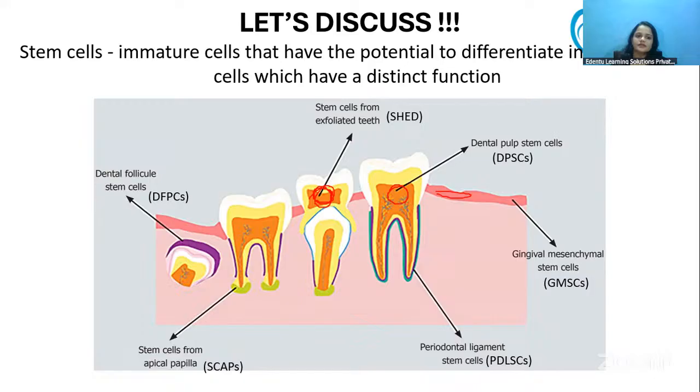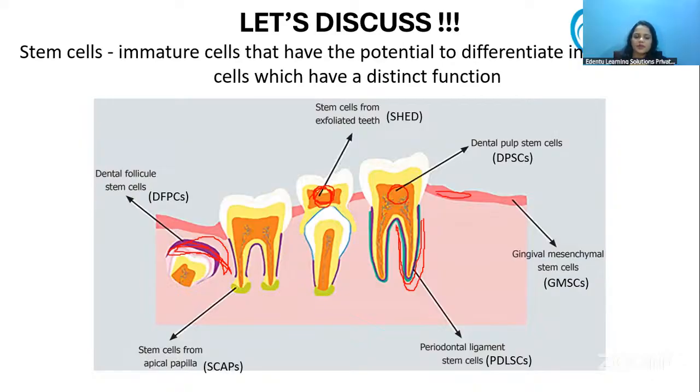Then the dental follicle. Before the eruption, a tooth will usually have a dental follicle covering it. From this dental follicle also, we get lots of stem cells. They are called the dental follicle stem cells. Then from the periodontal ligament that is surrounding the tooth, you can get lots of stem cells, which are called the periodontal ligament stem cells.